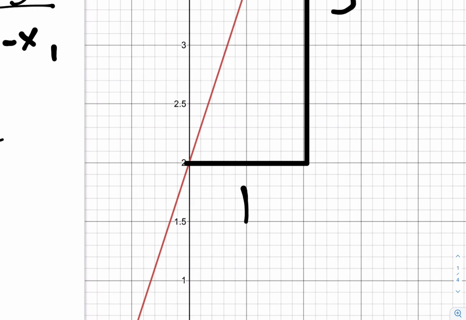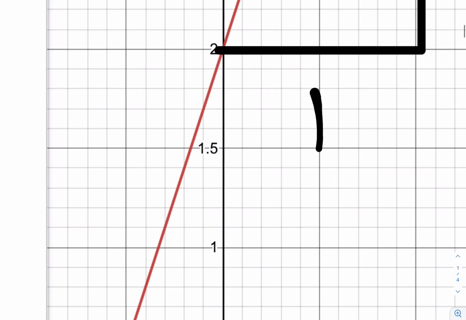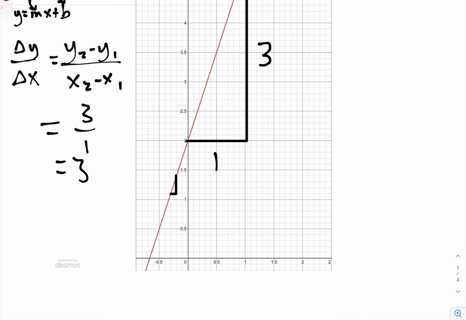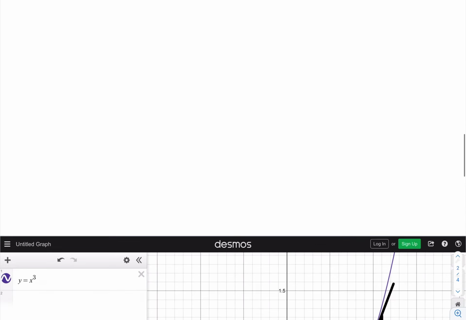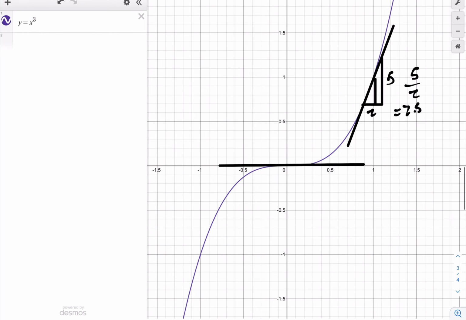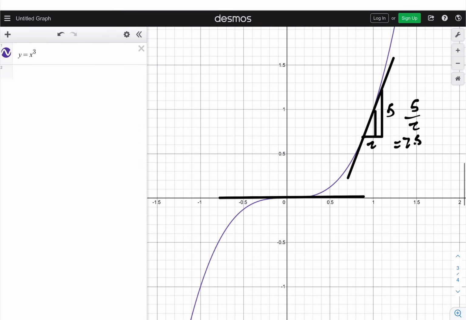No matter where you were, no matter how small your change in x was, even if it was just this little tiny square here, we're still going to move up 3 times that unit distance, which is why our slope is always 3, no matter how big or small. But down here, it's going to matter because it's not a straight line. So how can we find an expression to represent the rate of change of this graph no matter what x is?